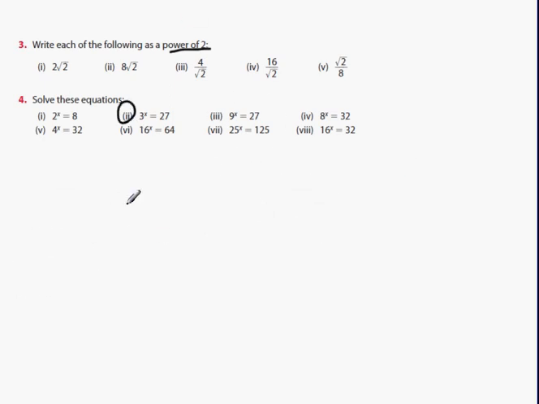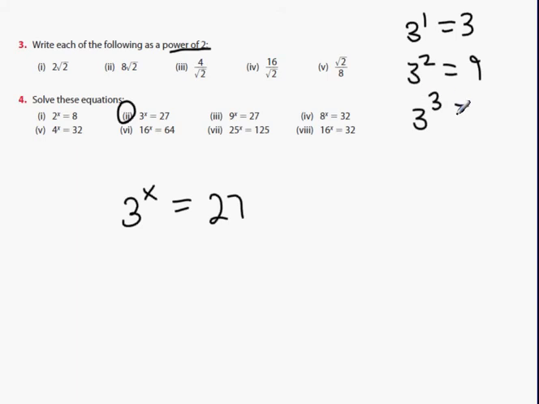For part 2. 3 to the power of x equals 27. Okay? 3 to the power of 1 is 3. 3 to the power of 2? 3 to the power of 3? We can change 27 directly into 3 to the power of 3. Therefore, what does x have to be equal to? x equals 3.